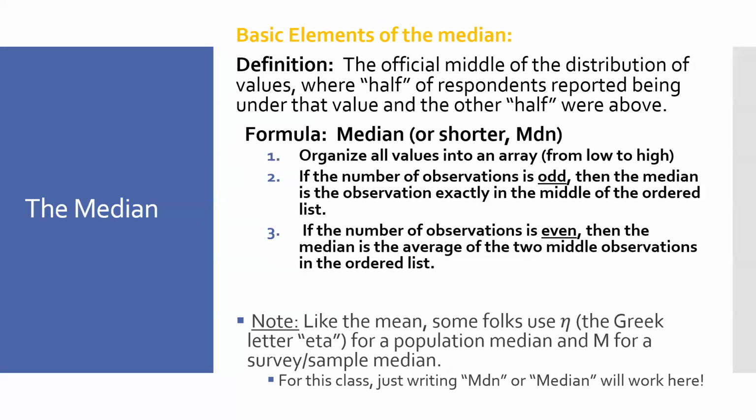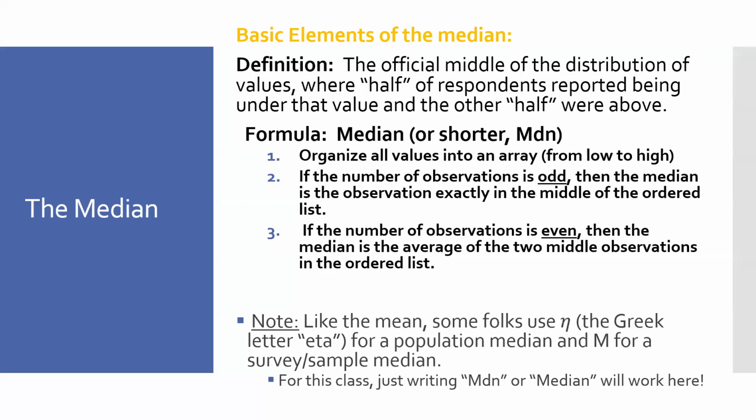The official middle of the distribution is known as our median. It's where half the respondents have reported being under that value and the other half were above. The median, or if I call it MDN for short, that's fine. To find it, we just take all the values in an array, basically all the numbers in that variable going from low to high, and put them in order.